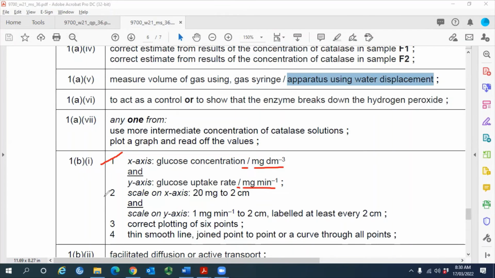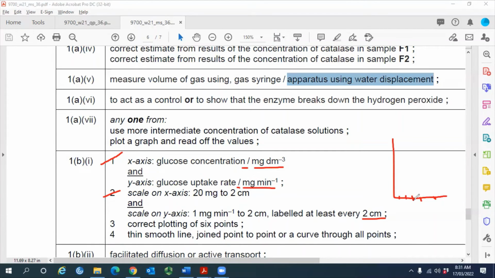Then number 2, the scale they have chosen in the X-axis is every 2 cm is 20 milligram, and Y-axis, every 2 cm is 1 milligram per minute. Label at least every 2 cm. That means along the X-axis and Y-axis, you need to mark at maximum 2 cm intervals. You can actually mark every 1 cm, but at least every 2 cm, there must be 1 mark.